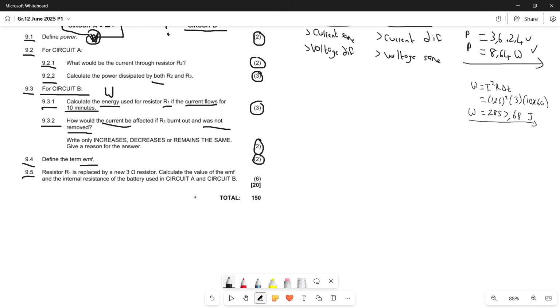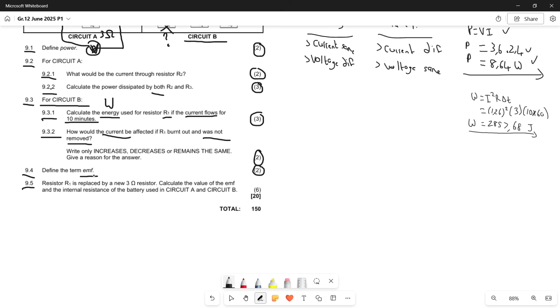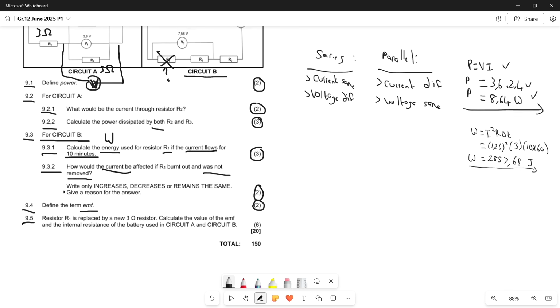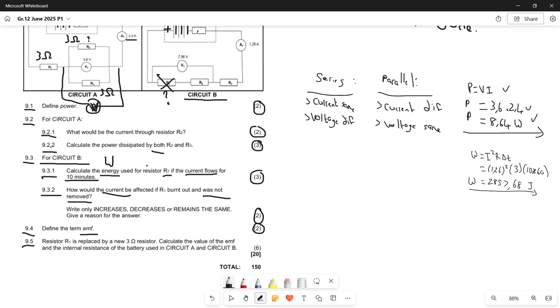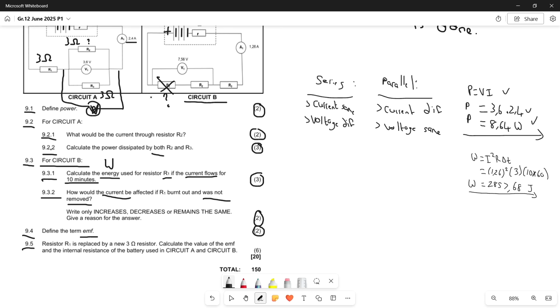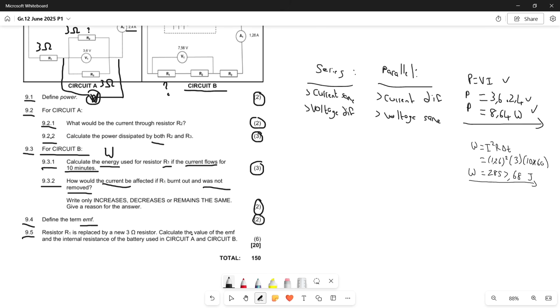And last question for this section and the whole paper, following on from the EMF definition, 9.5 says resistor R1 is replaced by a new 3 ohm resistor. So it is no longer burnt out there anymore, and it is replaced with the exact same resistance as it initially had, the 3 ohm resistors throughout. So now it's saying calculate the value of the EMF, follow-on question, and the internal resistance of the battery used in circuit A and circuit B.